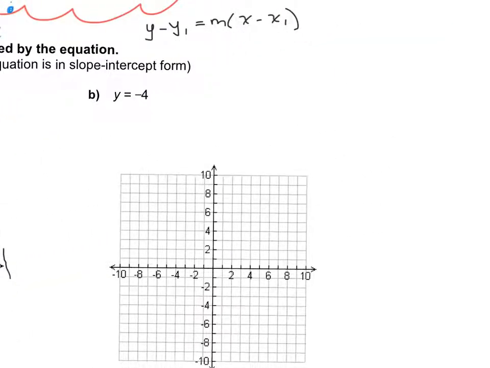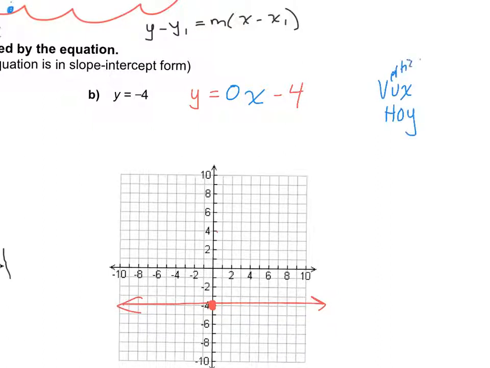The next one, if we were to write this in y equals mx plus b form, you would get y equals, there's no x, so that means it's 0x, and then plus b, which is -4. That means you go to -4 on the y-axis, and the slope is 0 over something. That's a flat line.